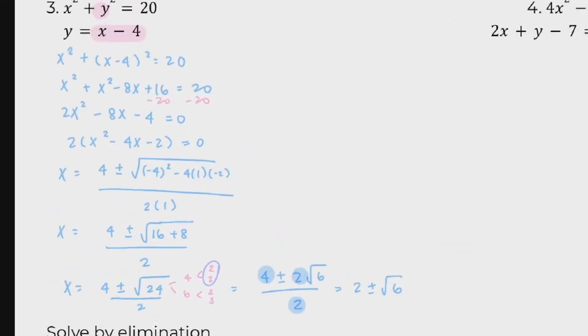So then we're going to plug this into the second equation to solve for y. So y equals 2 plus rad 6 minus 4. So that'll be negative 2 plus rad 6. So one of the points is 2 plus rad 6 and negative 2 plus rad 6.